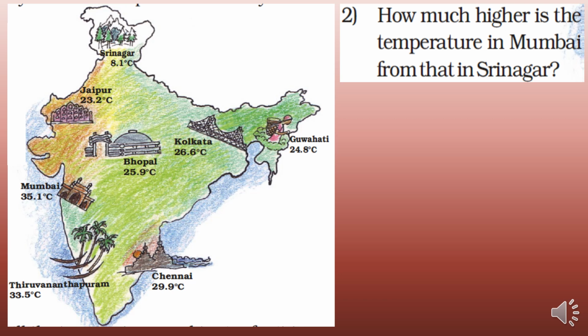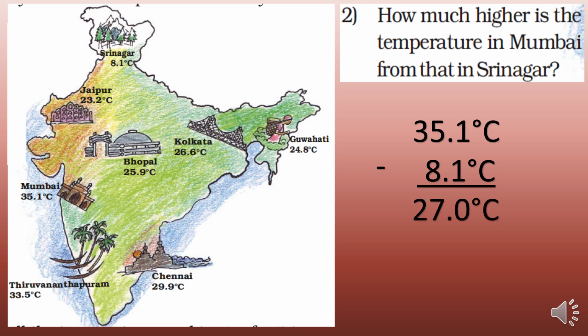How much higher is the temperature in Mumbai from that in Srinagar? So here Mumbai's temperature is 35.1 degrees Celsius and Srinagar's temperature is 8.1 degrees Celsius. So we have to find out the difference. So we'll put a subtraction symbol. If you subtract 8.1 from 35.1, you will get 27.0 degrees Celsius. So this is the difference. So Mumbai is 27 degrees Celsius higher than Srinagar.